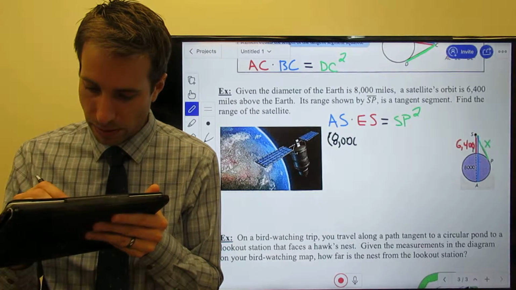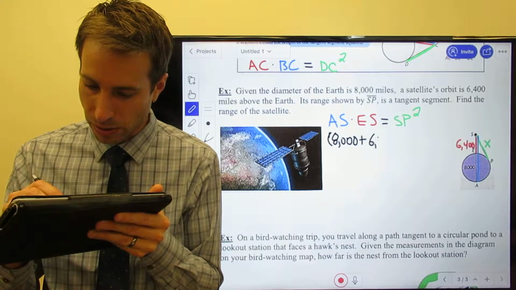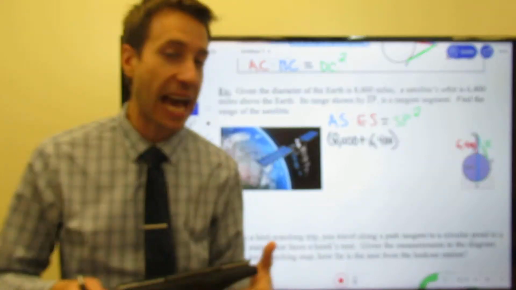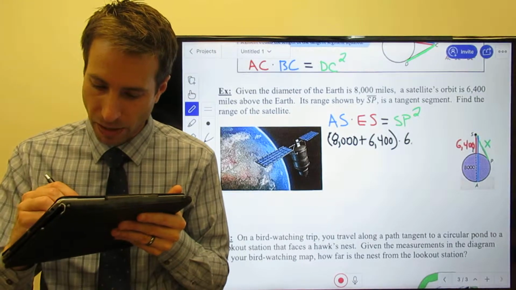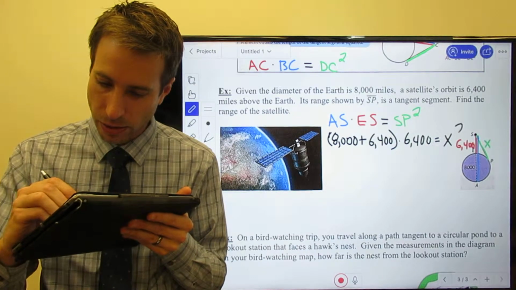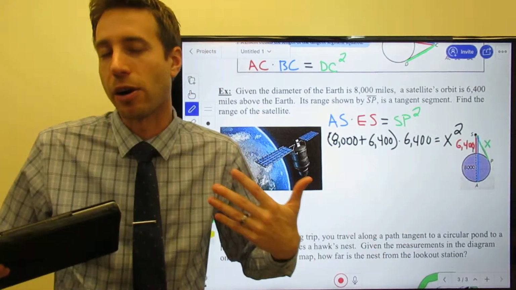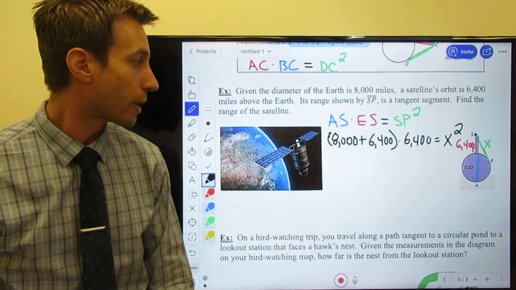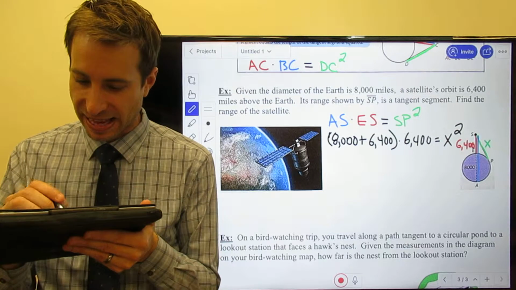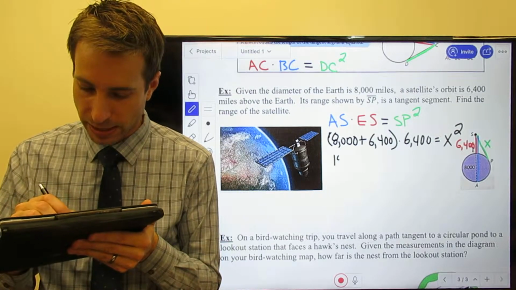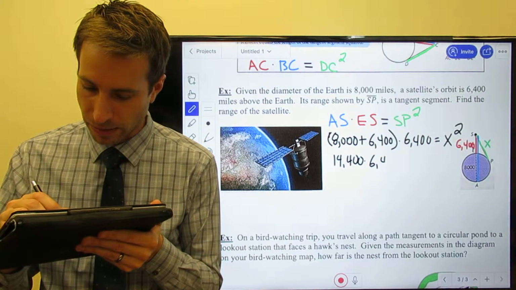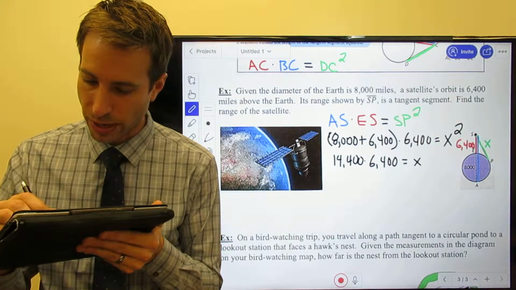So I will have 8,000 plus 6,400. That's going to be multiplied by ES, which is 6,400. That'll all be equal to X squared, right? Why? SP is my variable. That's X. So that's what I'm trying to solve for. Okay, great. Well, 8,000 plus 6,400 is going to be 14,400. That's going to be multiplied by 6,400. That all has to be equal to x squared.